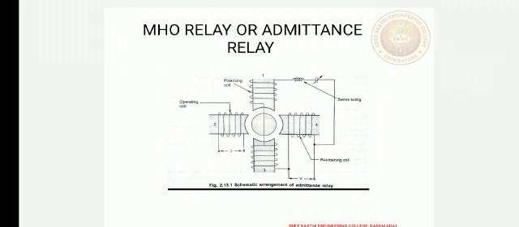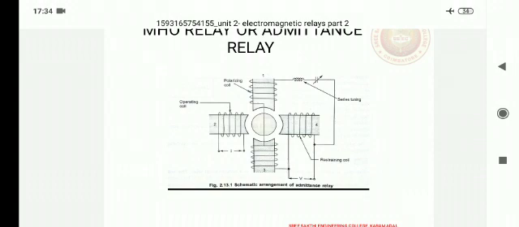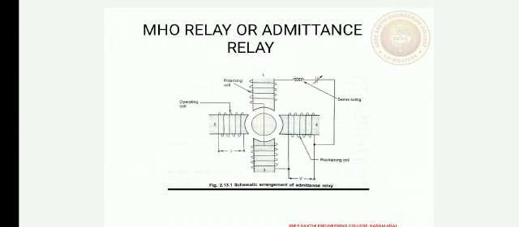The operating torque is produced by the interaction of the fluxes due to the windings carried by poles 1, 2 and 3, while the restraining torque is produced by the interaction of fluxes due to the windings carried by poles 1, 3 and 4. Thus, the restraining torque is proportional to the square of the voltage, while the operating torque is proportional to the product of voltage and current. The torque angle is adjusted using a series tuning circuit.